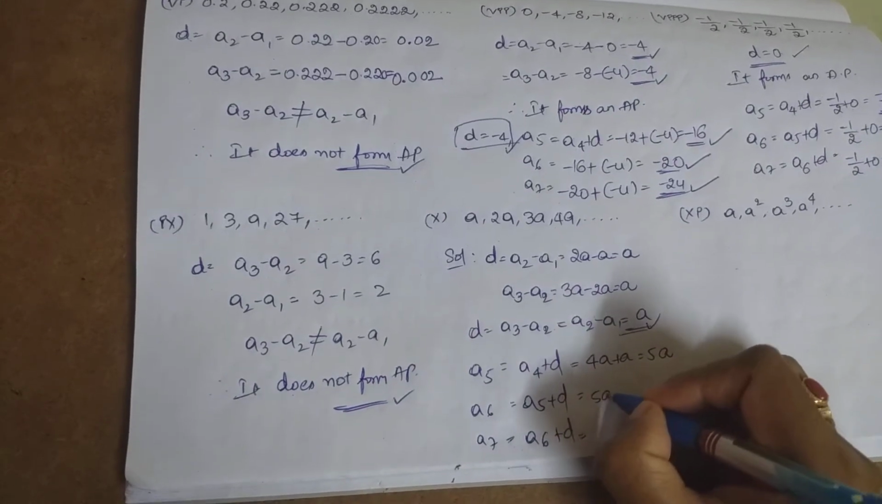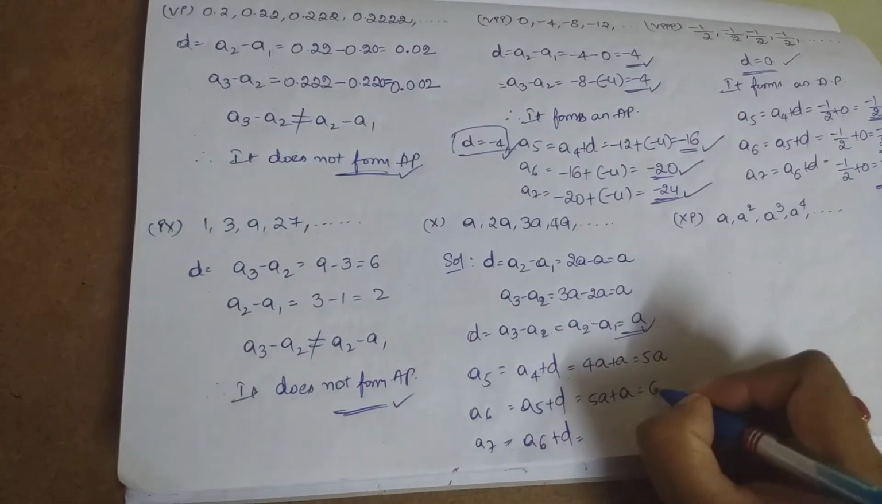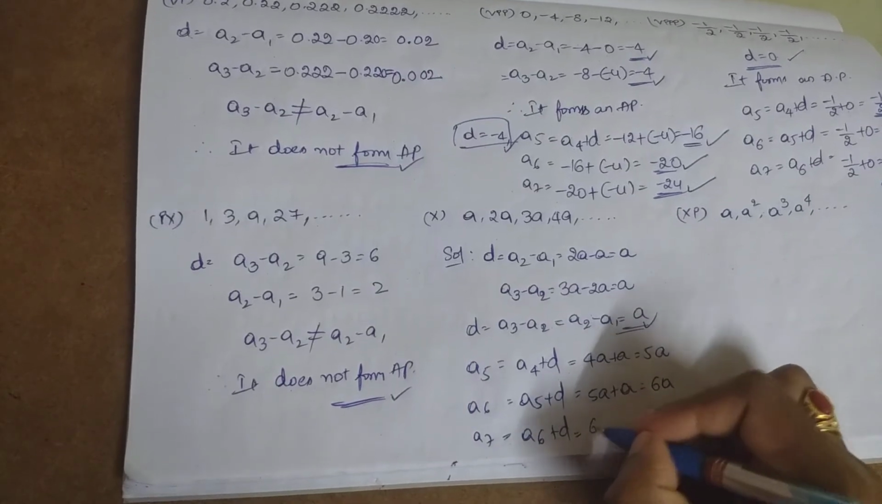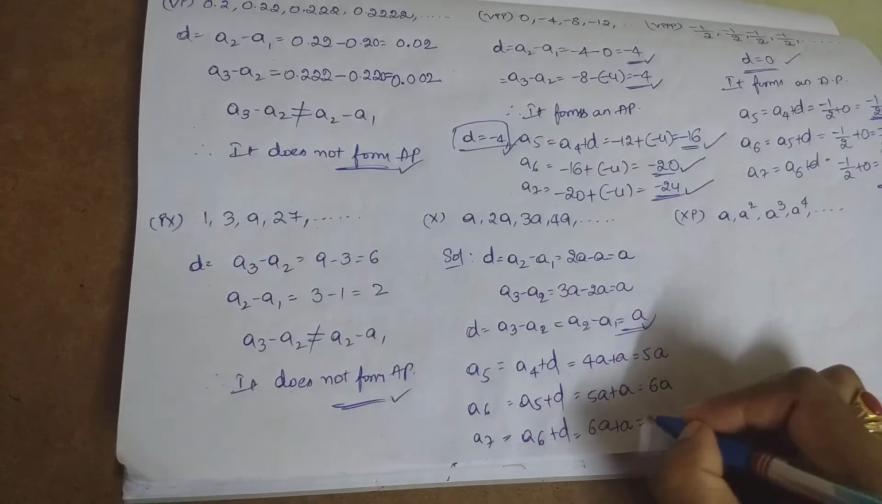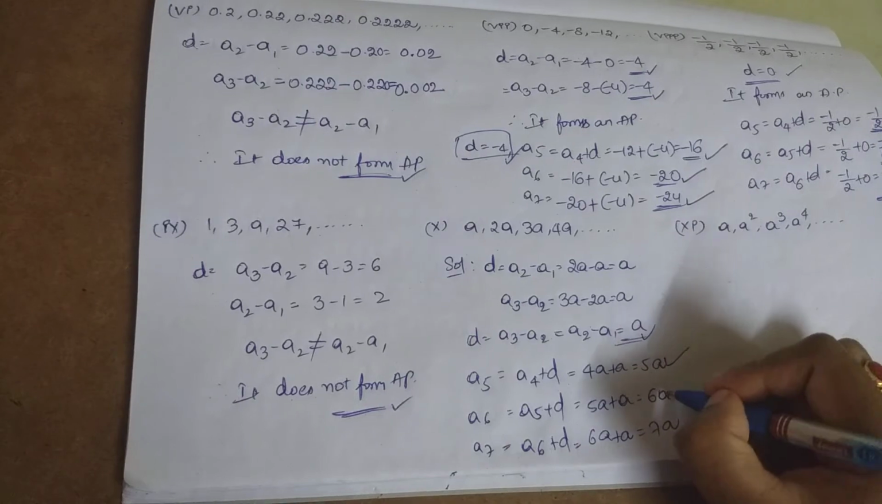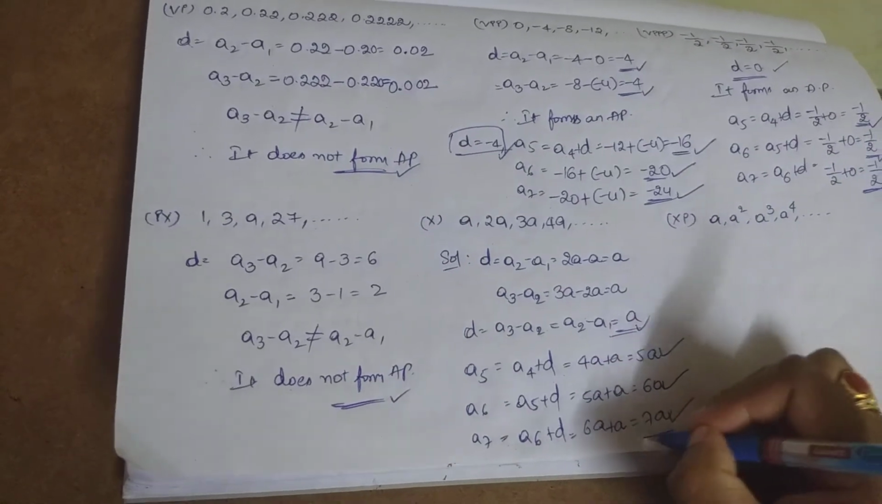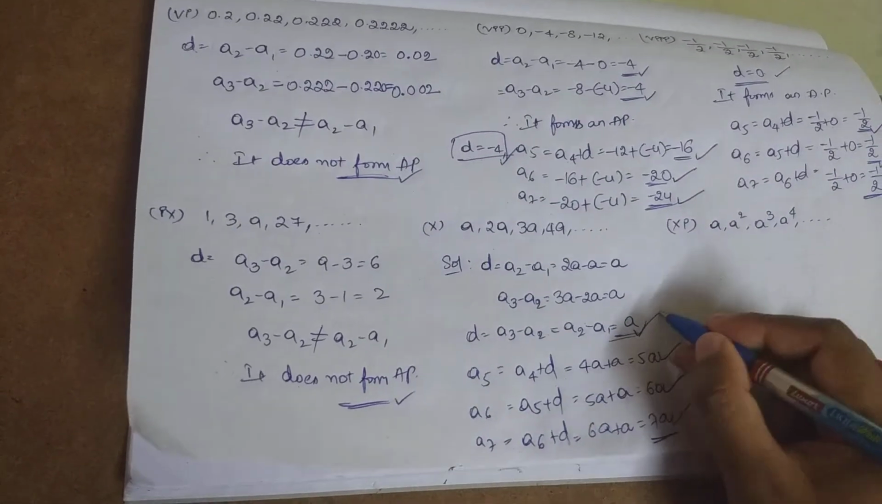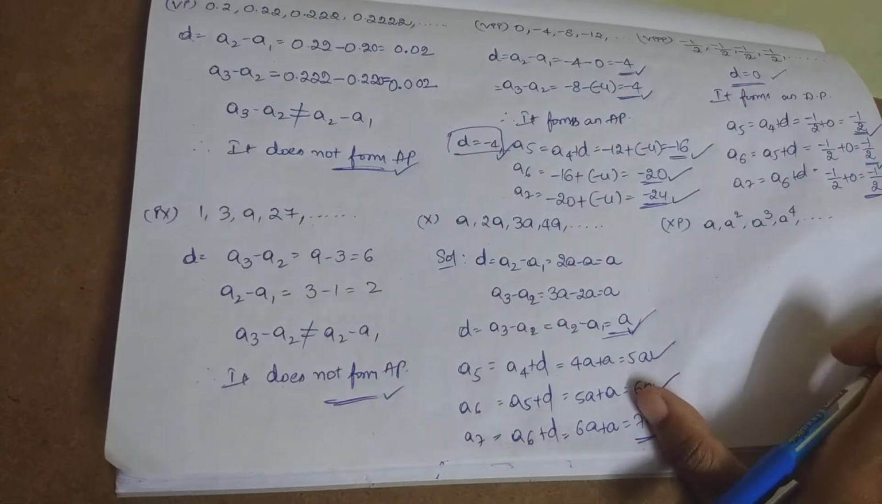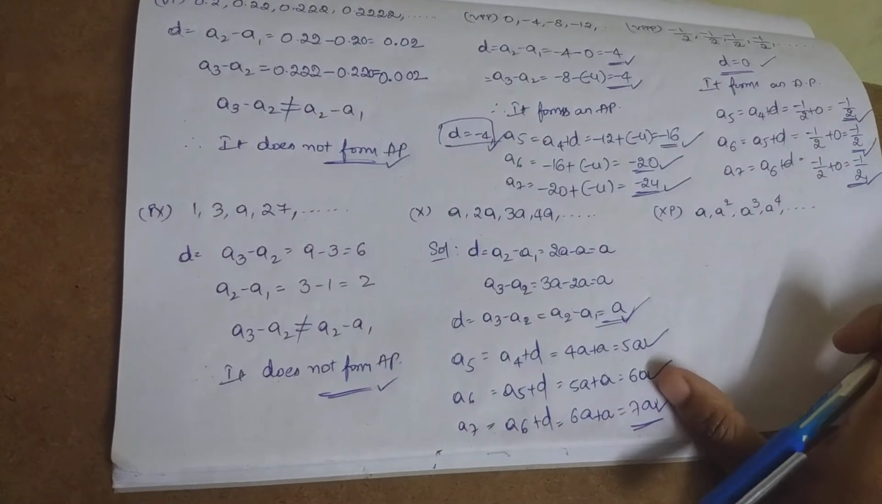Again a5 is 5a plus a. You will get 6a. Again a6 is what? 6a plus a. You will get 7a. So you got the values as 5a, 6a and 7a as the next 3 terms, and d value is a. Clear? In the same way, let's find out this 11th sub question.